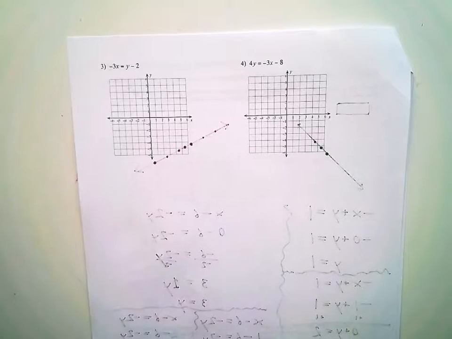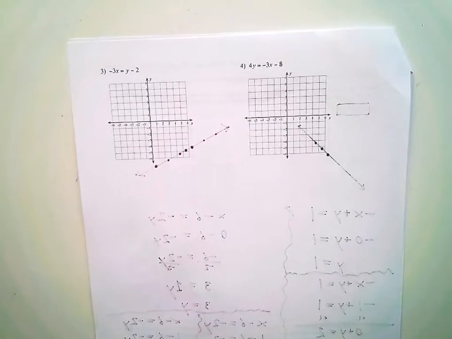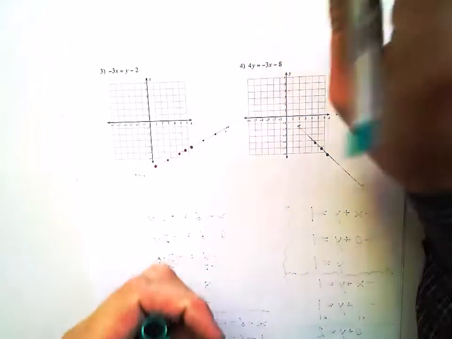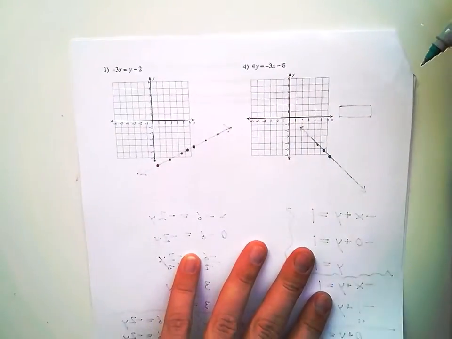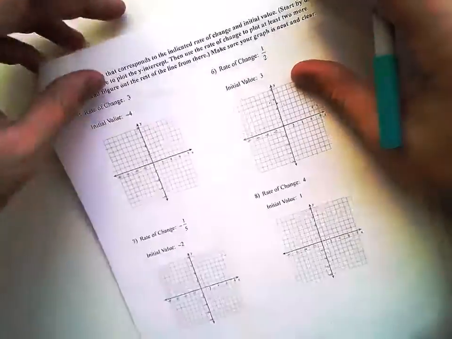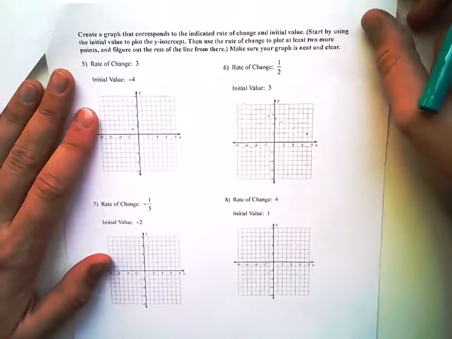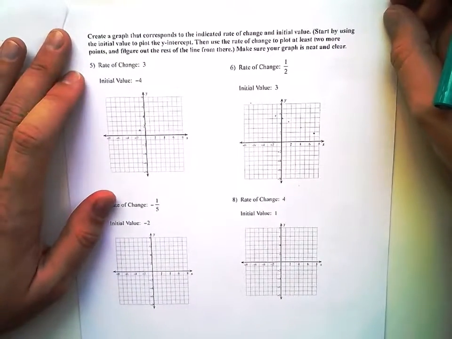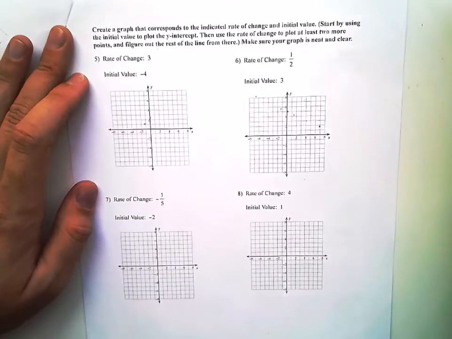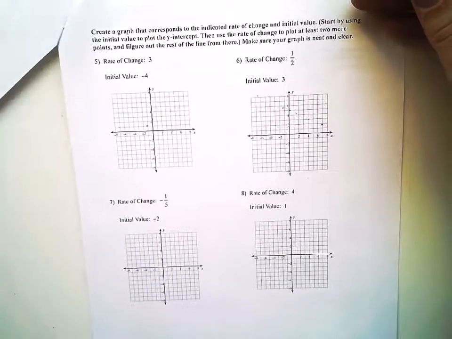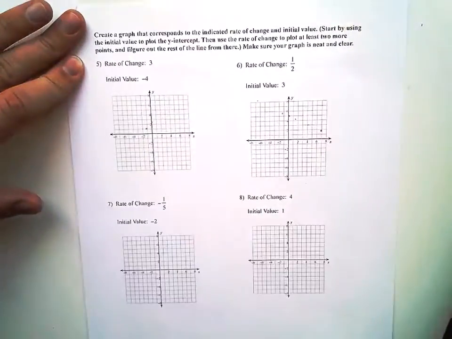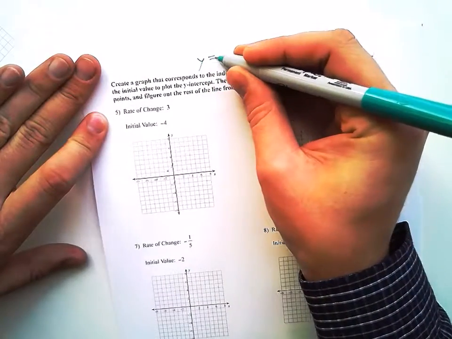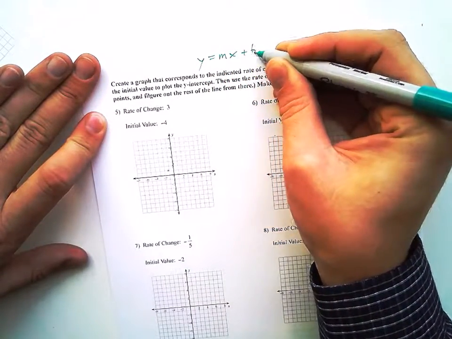So just to let you know, well, I'll come back and talk about these two in a second. But let's look at this page, because this page was supposed to kind of be a lead-in to our next assignment, the 2.3b. The 2.3b, you use the slope-intercept form, the y equals mx plus b.